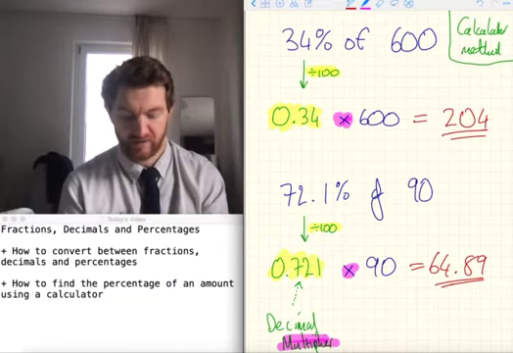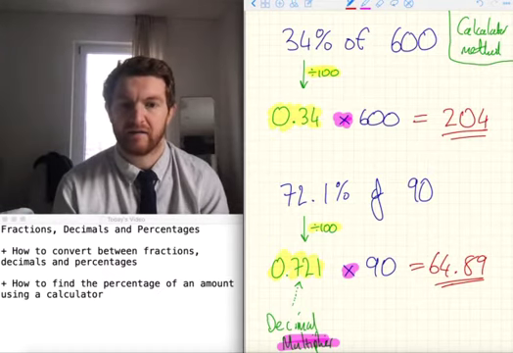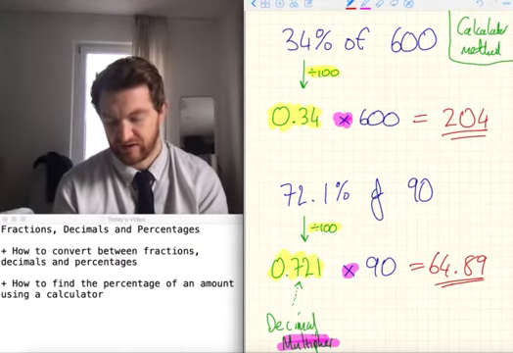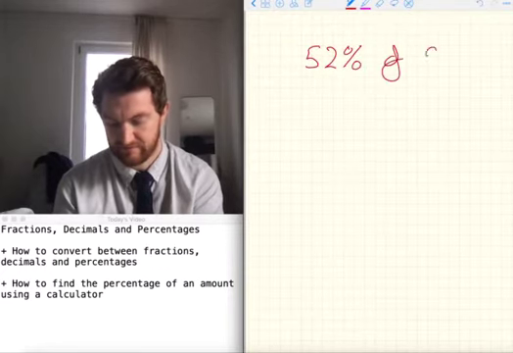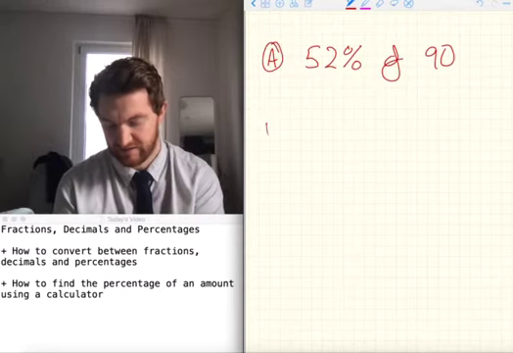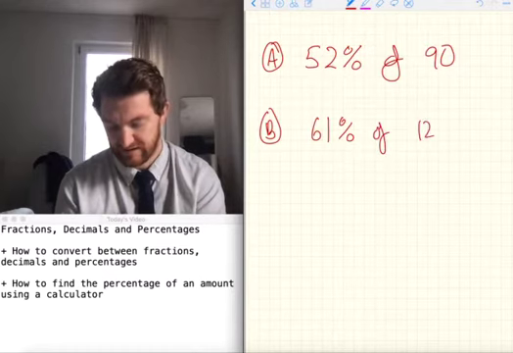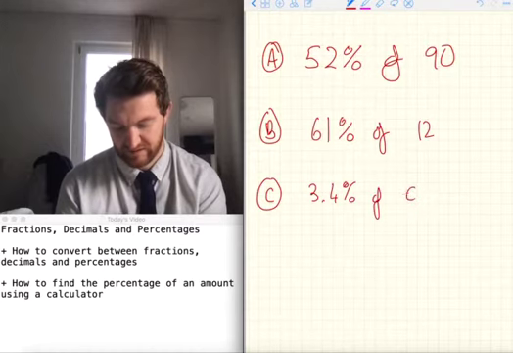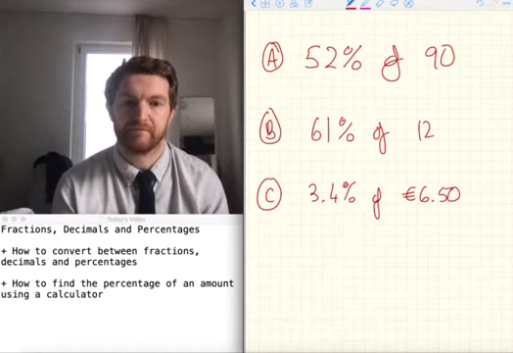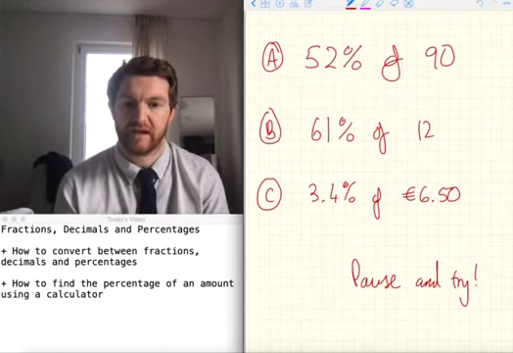Okay, so we're going to try and practice some of those now. Same as before, if you can do a little practice. So let's try 3 together. Let's do 52% of 90. Let's make that question A. Let's do 61% of 12. And let's do 3.4% of €6.50. Okay, so pause and try these, and then we'll see how that goes.